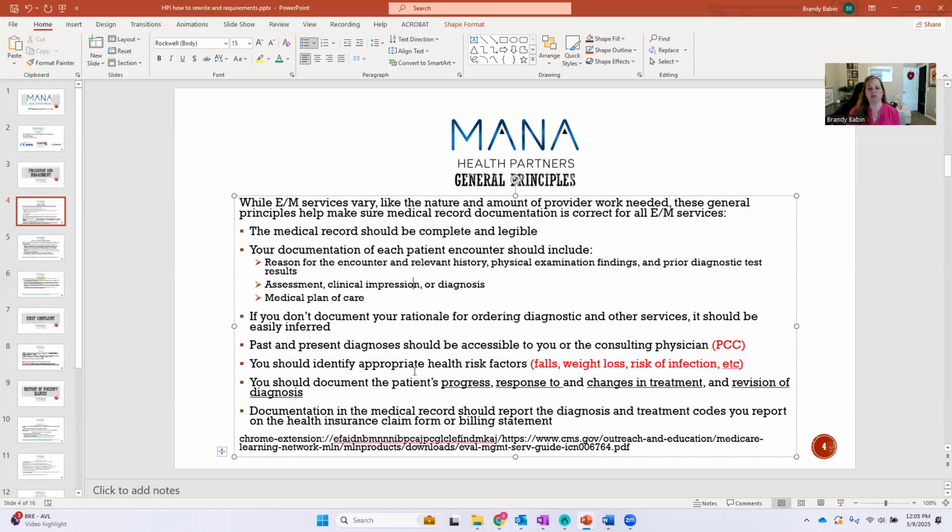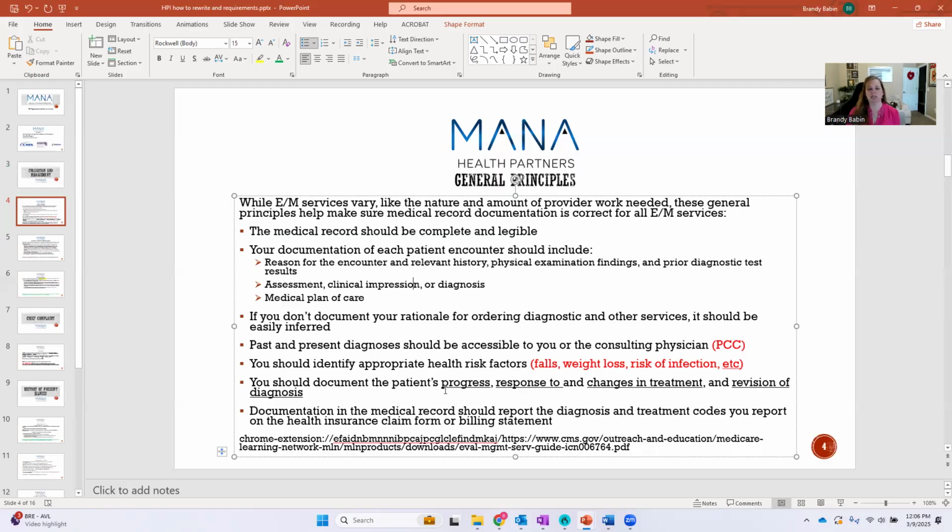You should identify appropriate health risk factors. If they're at risk for falls, if they're at risk for weight loss, if they're at risk for infections, if they're at risk for wounds, if they're at risk for rehospitalization, all of those risk factors should be listed under your history of present illness.